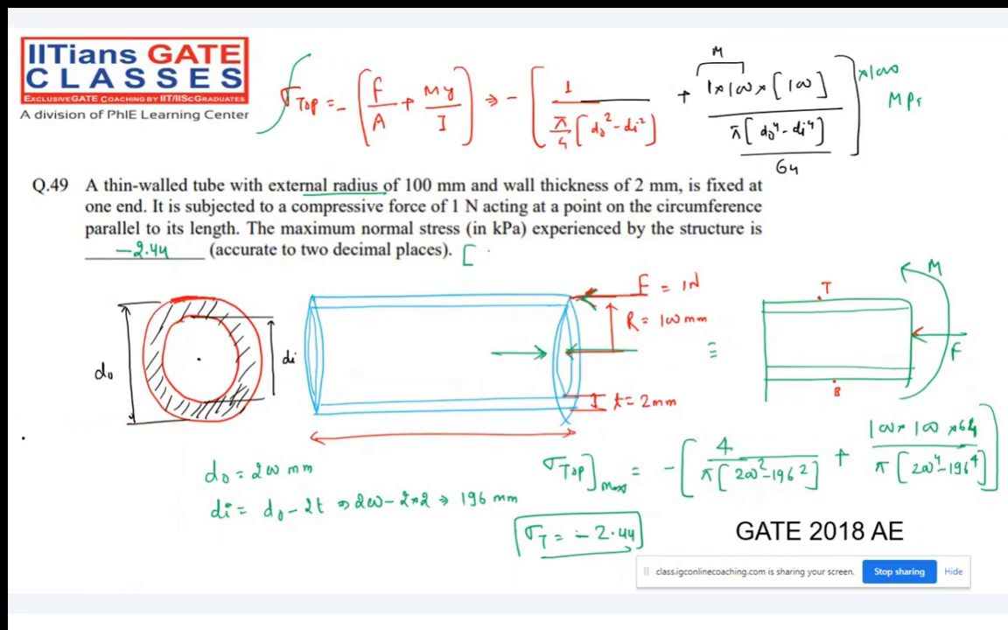Do not use the approximate formula pi into mean diameter into t. You can use it, but sometimes you may be in trouble getting the answer within the range. It's better that you use the exact formula. Whatever we have written, these are the exact formulas, not the approximations. How we get from the exact to the approximate equations, we will discuss in the torsion chapters. Done.